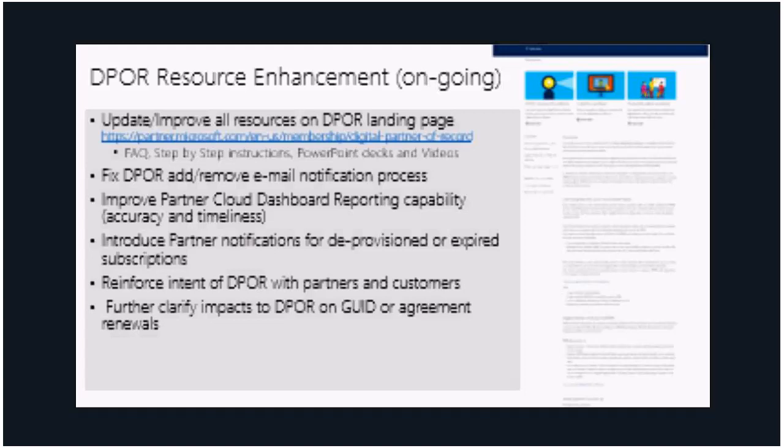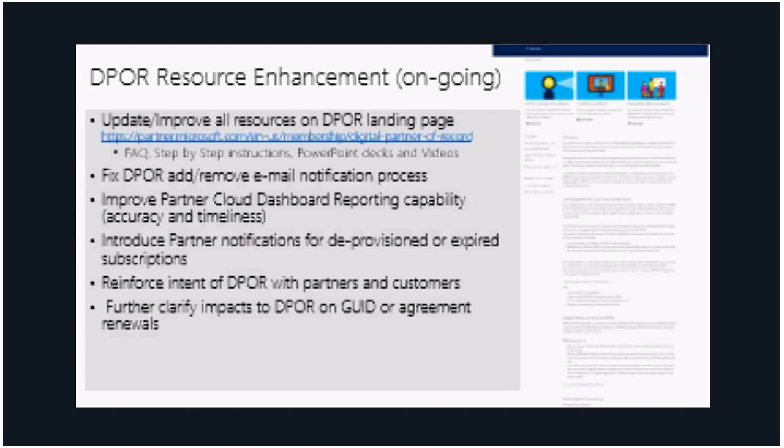We're going to have improved partner cloud dashboard reporting, so timeliness and accuracy. This is an ongoing thing also. Introduction of notifications for deprovisioned or expired subscriptions. This is one that is now available. It is part of the most recent update to the documents. So you should be receiving notifications anytime a subscription is deprovisioned, abandoned, in grace period, as well as expired. Those are all called out in the FAQ if you have questions about a status, for example.